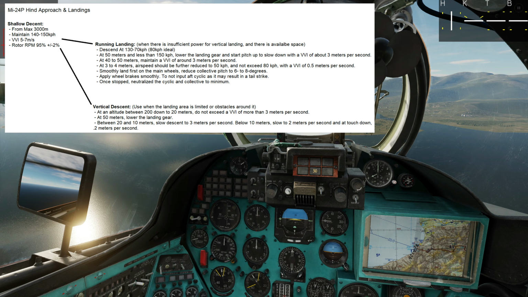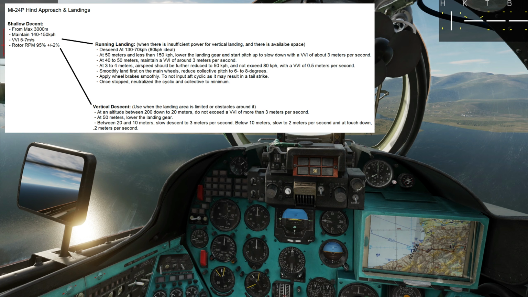So, a shallow descent should be performed from a maximum 3,000 meters, about 9,000 feet. We should maintain 140 to 150 kph airspeed. Our VVI, that's our vertical velocity, should be 5 to 7 meters per second. Our rotor RPM should be 95% plus or minus 2%. And first we'll look at the running landing.